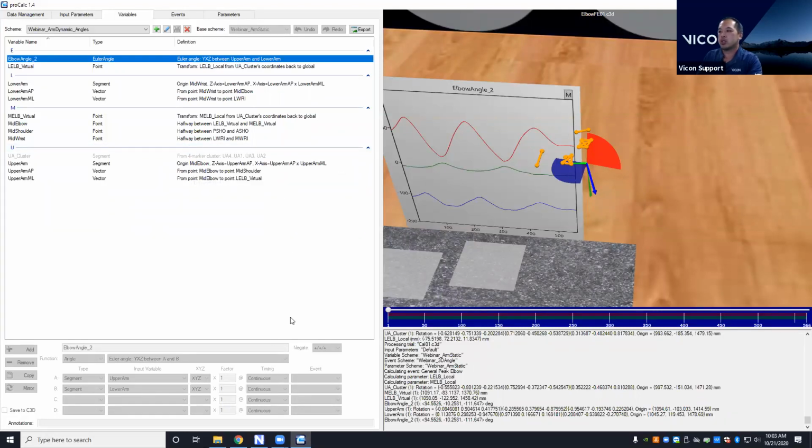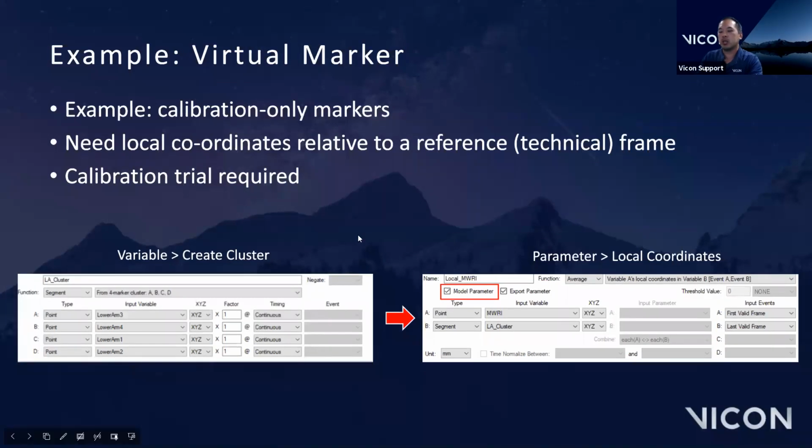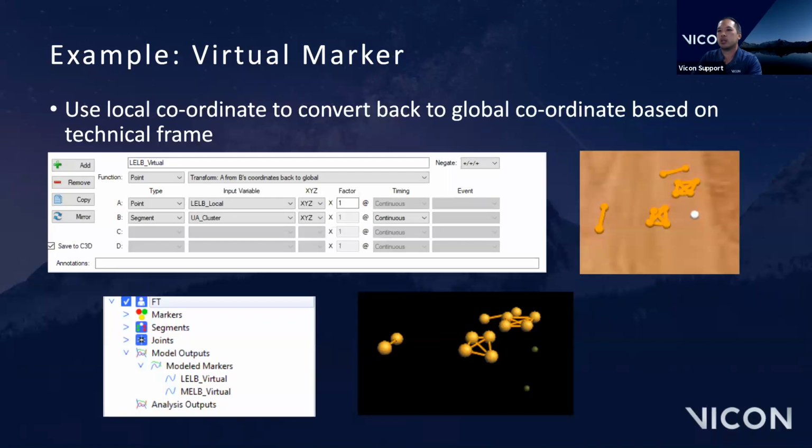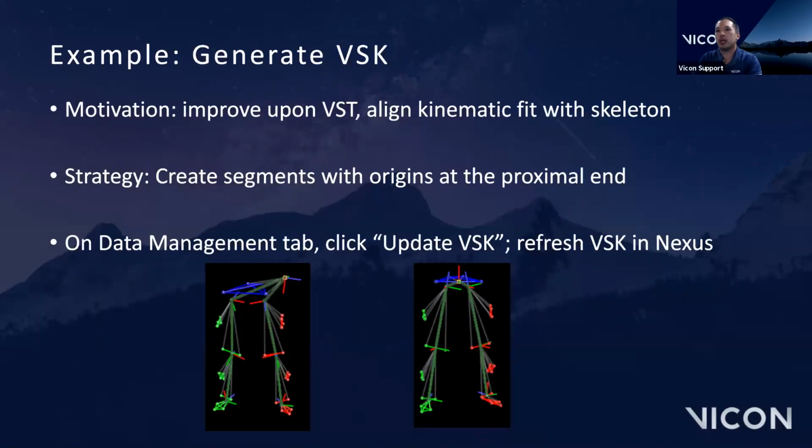Okay, so my last example here is going to be to generate a VSK. So let's go back to the presentation just for a second. So we've got our virtual markers, just showing you an example. And then we're going to look at generating a VSK. So again, why would we want to do this?